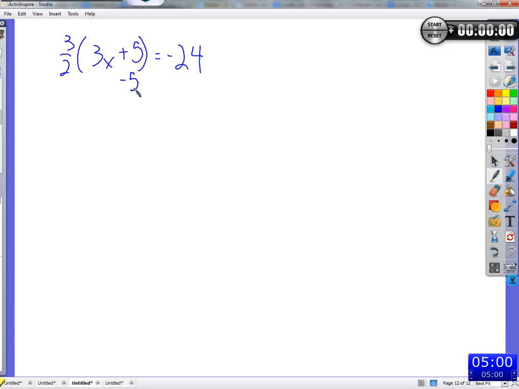The problem is, this 5 is inside this parentheses, right? And this parentheses is not done. We haven't done the parentheses. The parentheses is grouping together these two things, and it wants those two things to get multiplied by 3/2, right? So until we do something about that 3/2, we can't just call this 5. This actually isn't worth 5.